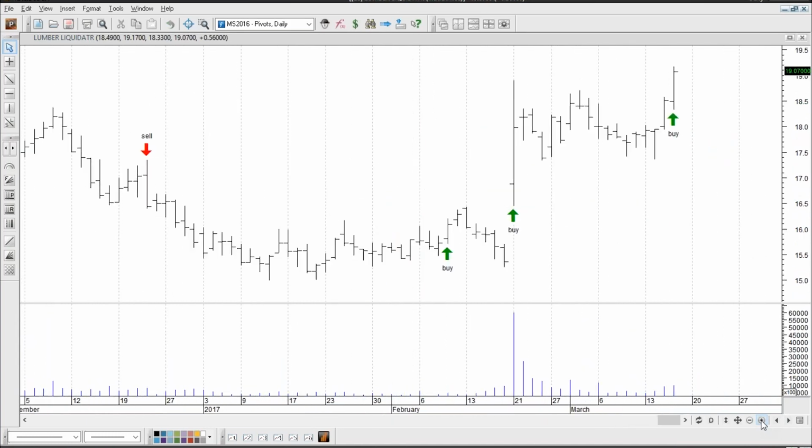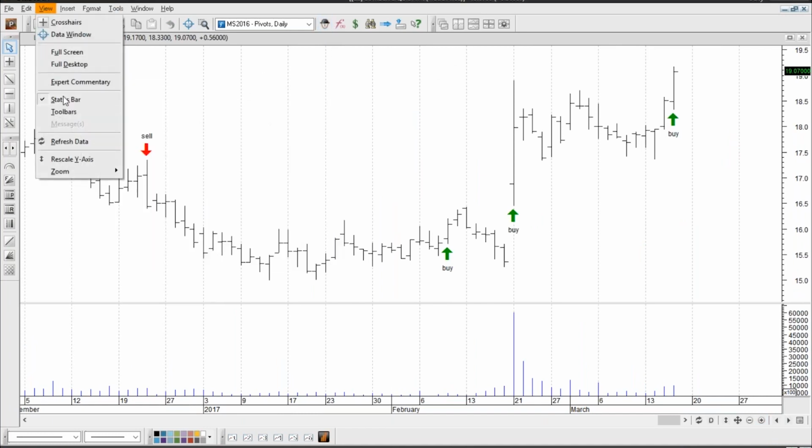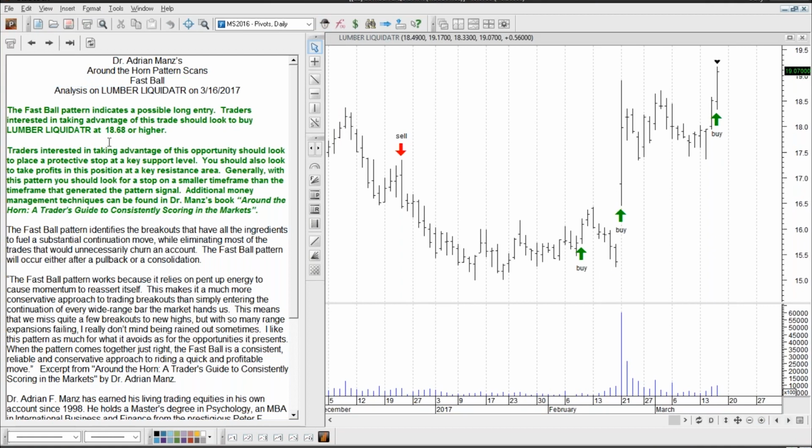We also do have, as part of the package, the expert commentary, of course. So if we come in here, it's going to give us some advice on what we should be doing. The fastball pattern indicates a possible long entry. Traders interested in taking advantage of this trade should look to buy Lumber Liquidators at 18.68 or higher tomorrow. You should also look to place a protective stop at a key support level. You should generally look to take profits when this position reaches a key resistance area. So it tells you a little bit about the pattern. You'll see it talks a little bit more. I'm not going to read it all out loud, but it gives you a good idea of what the pattern is.